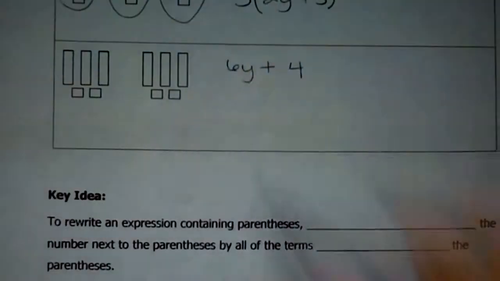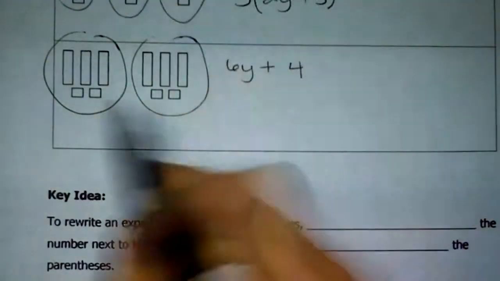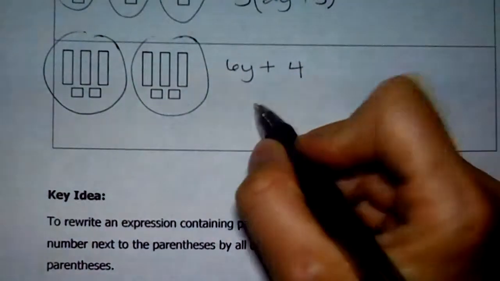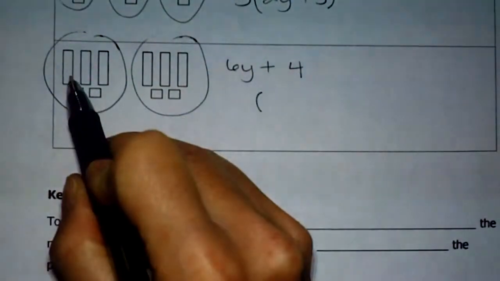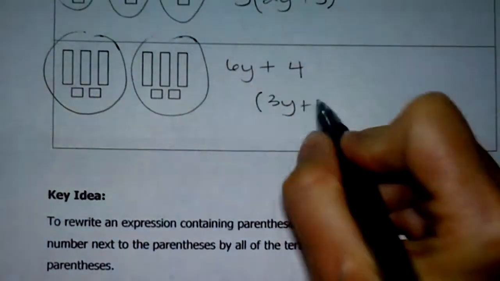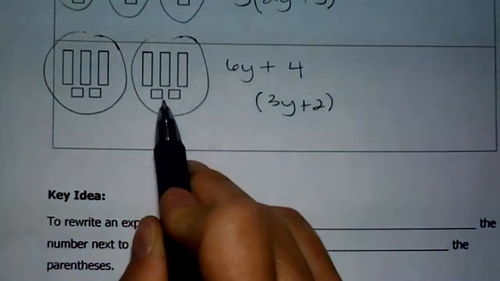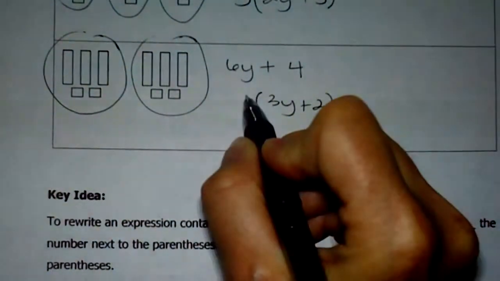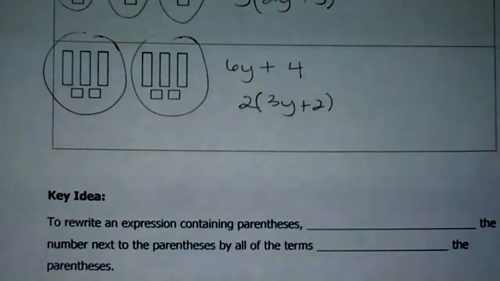The last one here, I see that we have 2 equal groups. And it's 2 equal groups of what? Well, in each group, I have 3 y's and 2 blocks. And how many times do I have 3y plus 2? I have that entire amount twice.